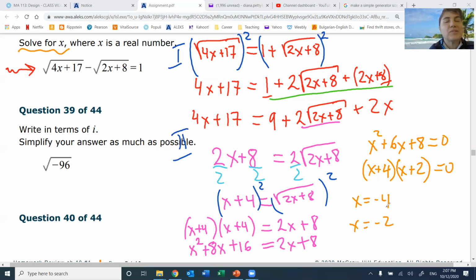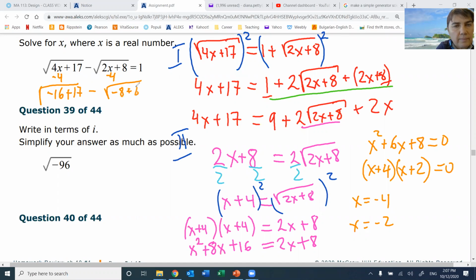Why? What do we check? We need to check because these are the weird ones. Okay, so take the number. We're taking this orange minus 4 and we're going to put it right here. Let's see what we get. So it's going to be negative 16 plus 17, the square root, and the other one would be negative 8 plus 8.